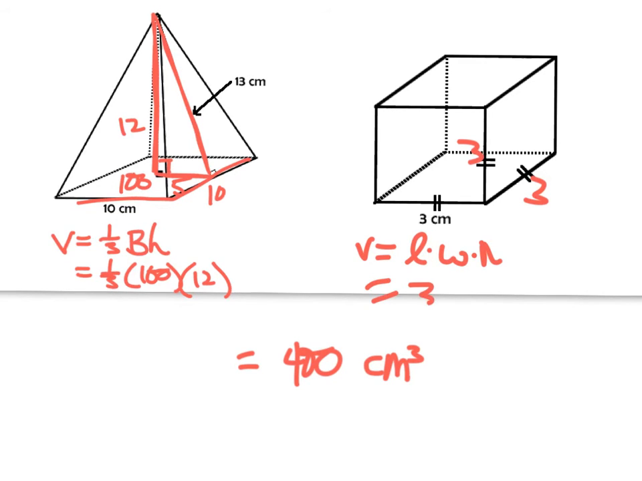So that's 3 to the third, 3 times 3 times 3, so that's 27 cubic centimeters.